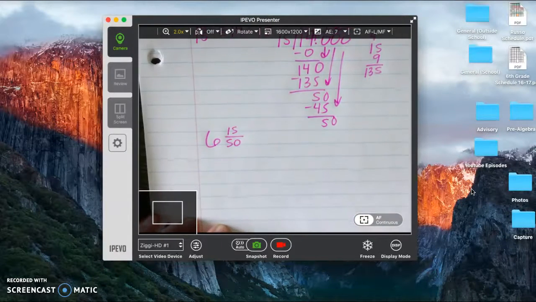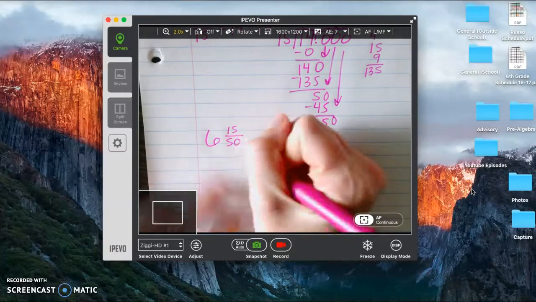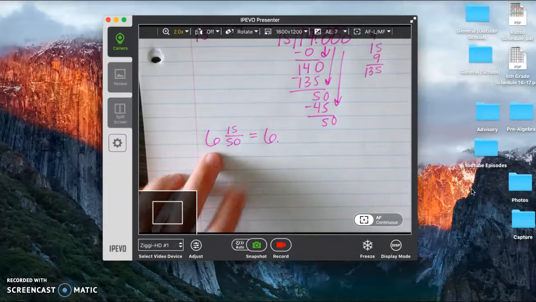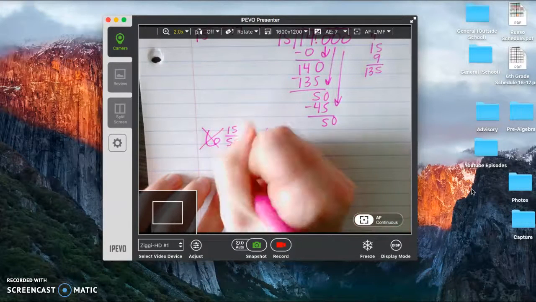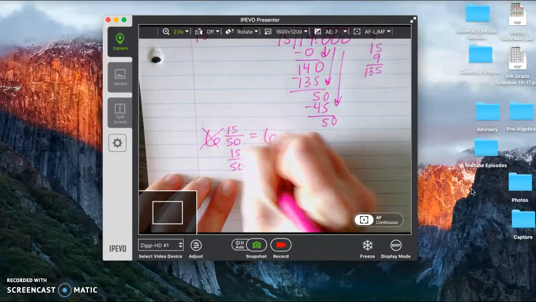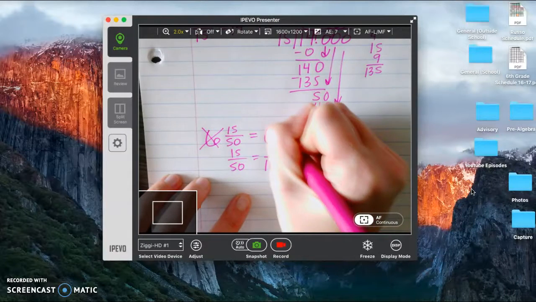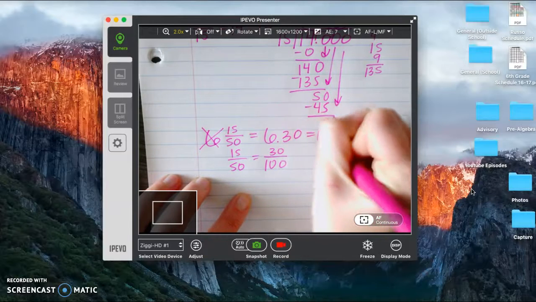And I wanted to write this as a decimal. Well, I could know that I'm going to have 6 in my ones place because I have 6 wholes. So then I can kind of ignore it and just think about 15/50ths. Well, 15/50ths is nice because that easily scales up to 30/100ths. So this would be 6.30 or 6.3.